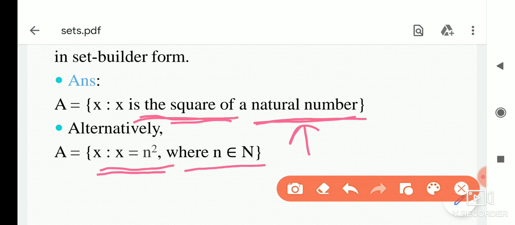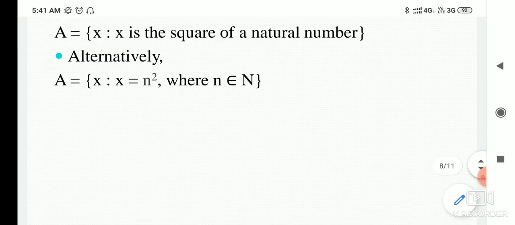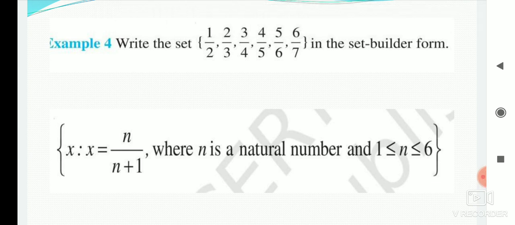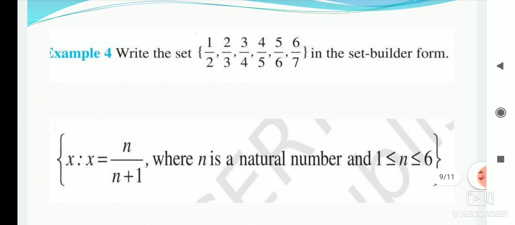For the square of a certain number, you write x equal to n square, and for natural number, you write n belongs to N. So this is also acceptable. This is the easiest form. Let's see the 4th example. Here you have to write the set.